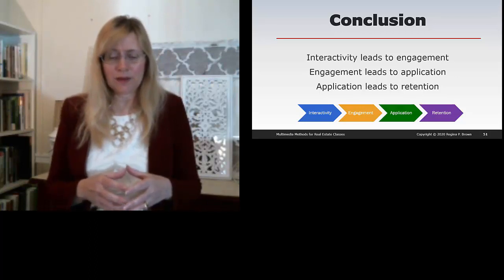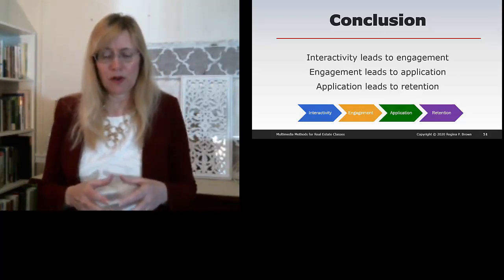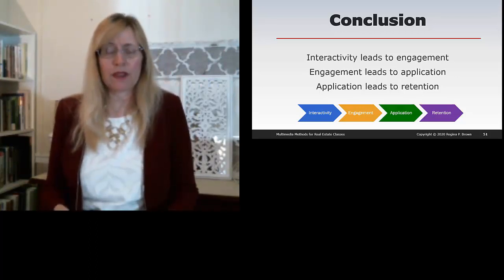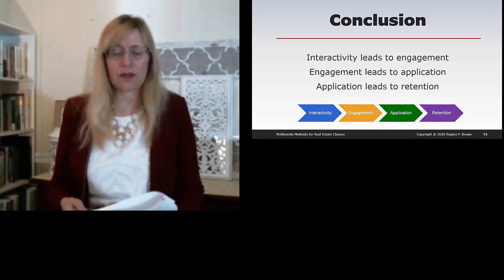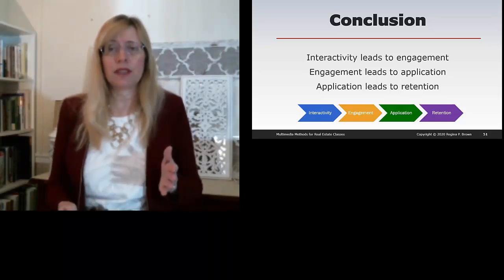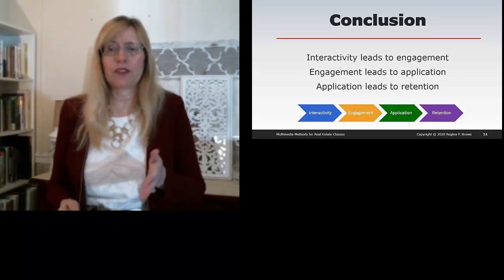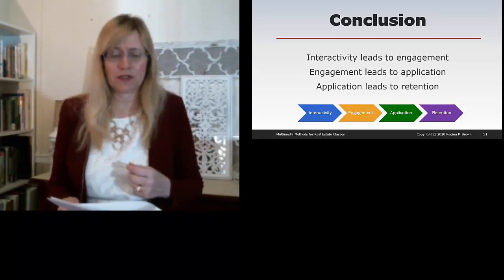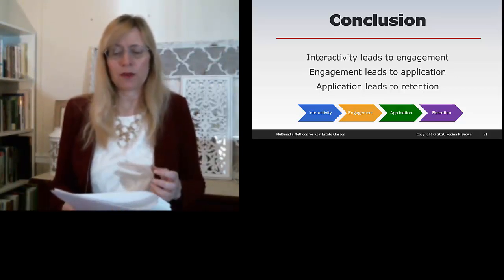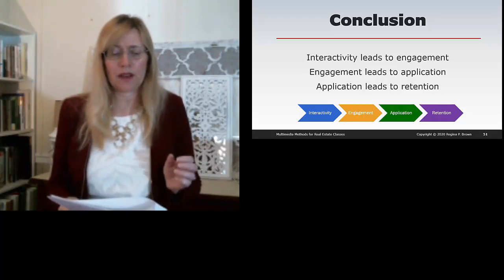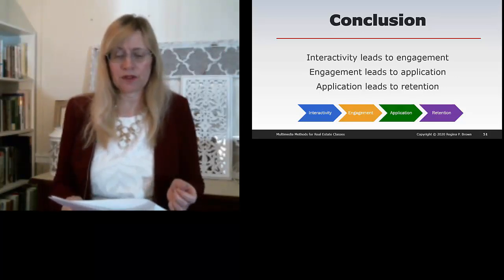Conclusion. Using the multimedia design principles for an online college course, this paper has demonstrated how student interactivity leads to engagement, engagement leads to application, and application leads to retention. There were 5 multimedia components reviewed that can augment a real estate business course.